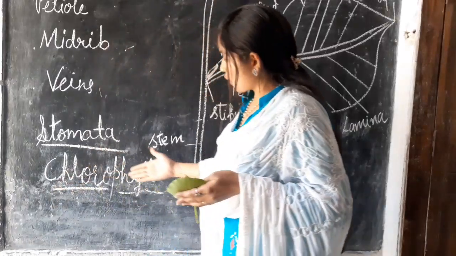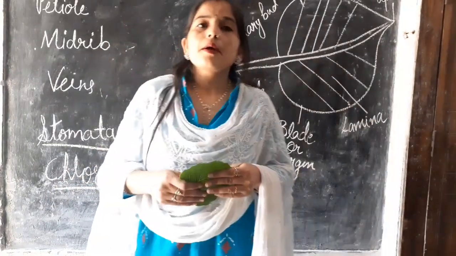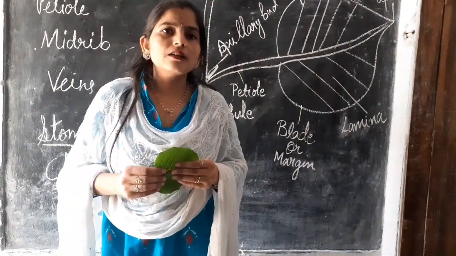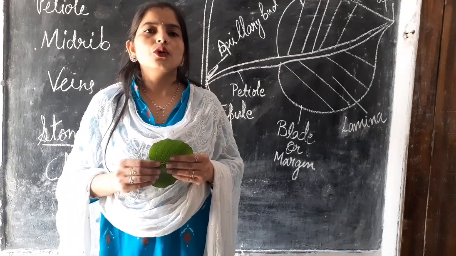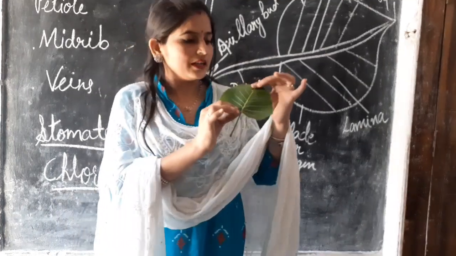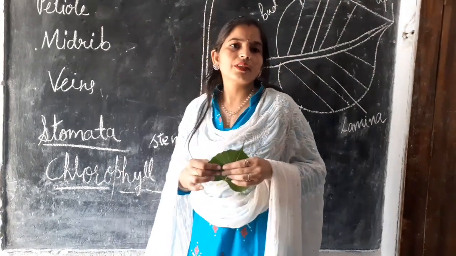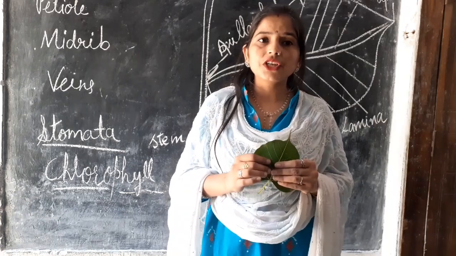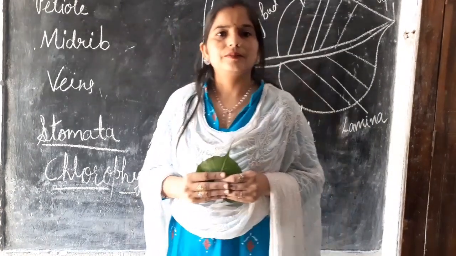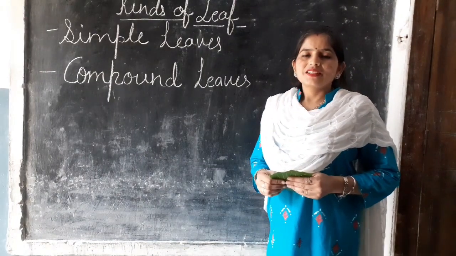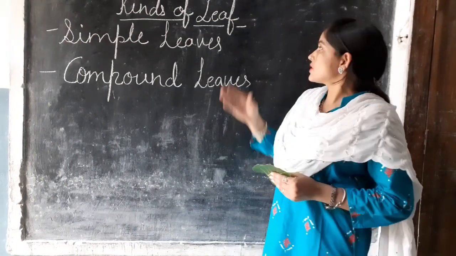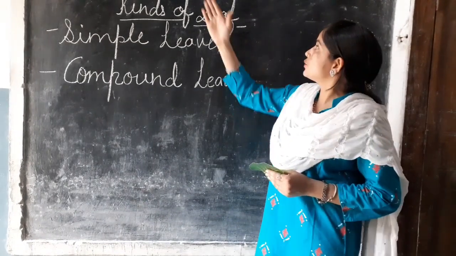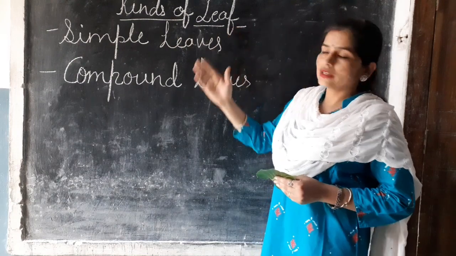Now chlorophyll. Plants contain a green colored pigment which is called chlorophyll, which makes the plant leaves green. This chlorophyll helps to trap the energy from the sunlight. Children, after explaining the parts of a leaf, I am going to teach you kinds of leaf.